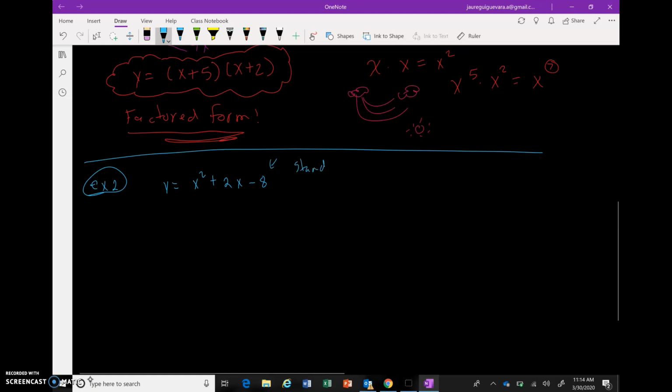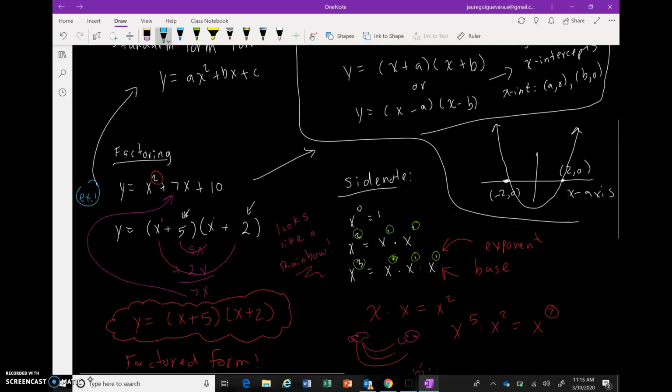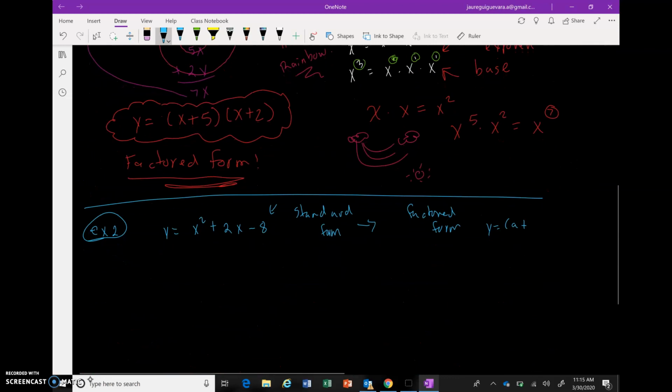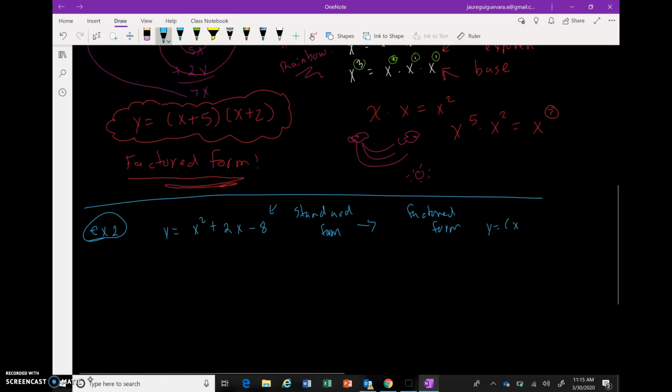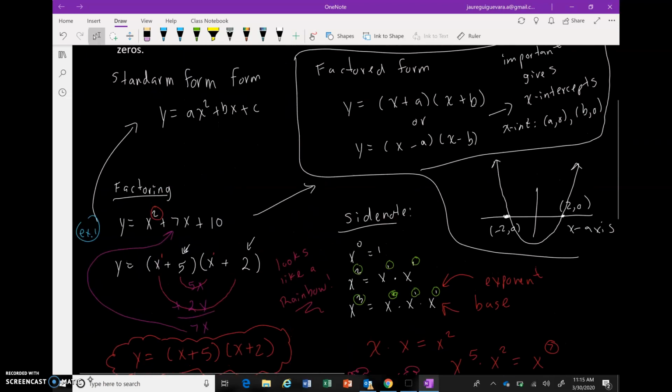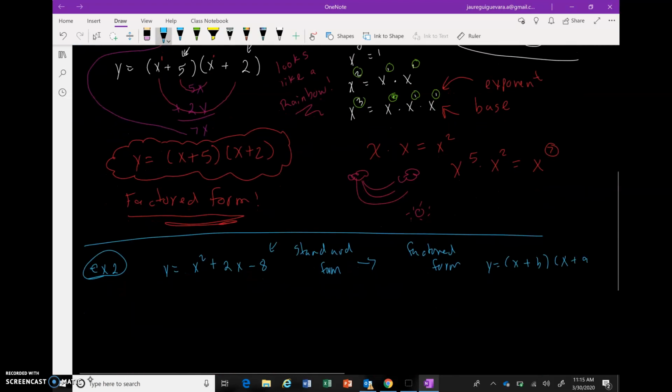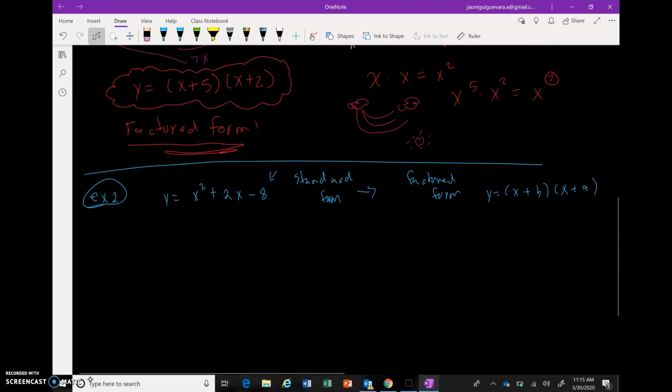So I have this quadratic equation that is in standard form, and I want to convert it to factored form. So this is factored form, right? So x plus b, or x plus a. Sorry guys, I'm learning how to do this thing. It doesn't matter, you call it whatever you want. You can flip them around. So x plus b or x plus a. We're trying to get into that format.